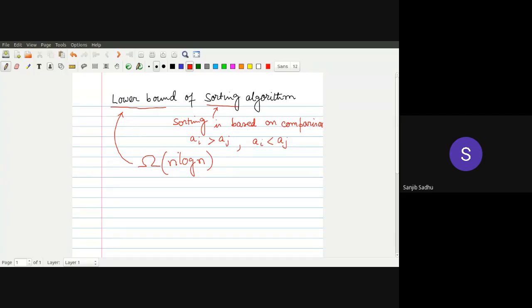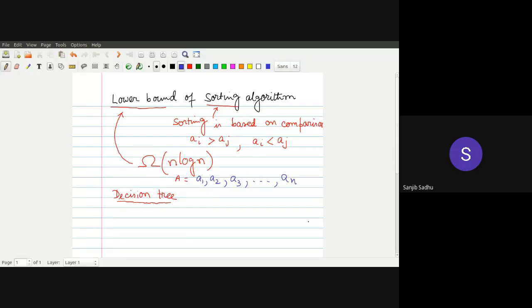Now how to prove this? Here we prove it using the decision tree model. Suppose this is the array A, say A1, A2, A3, up to AN. There are n elements in the array, and we need to sort this. For this, we will compare the elements.